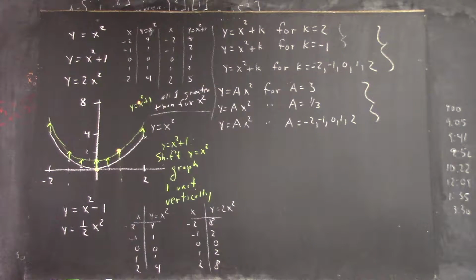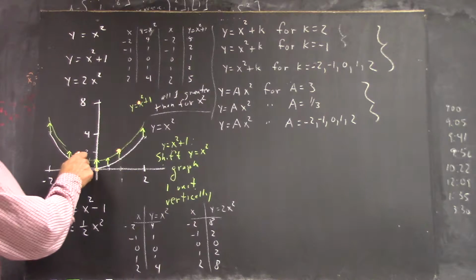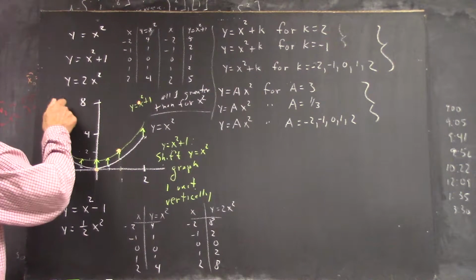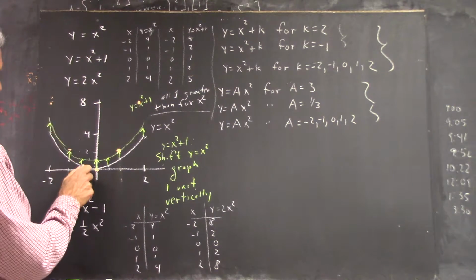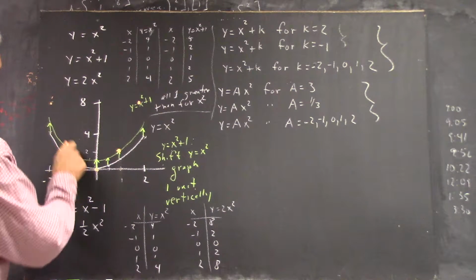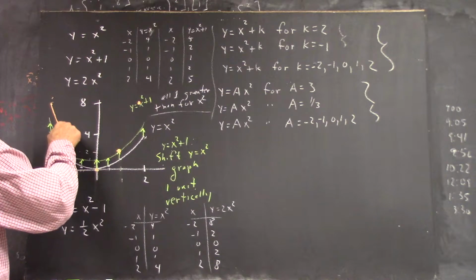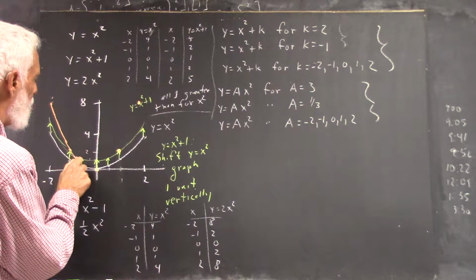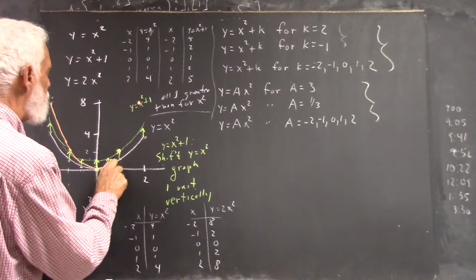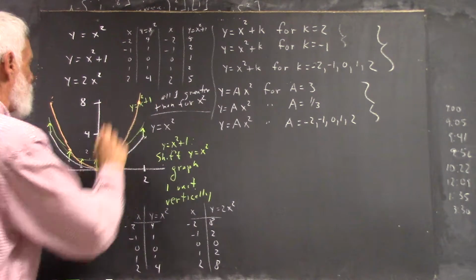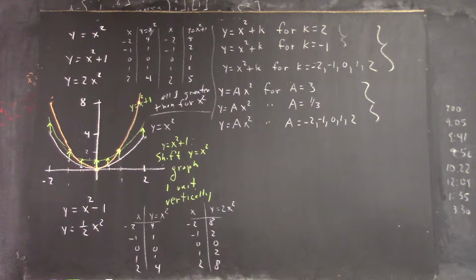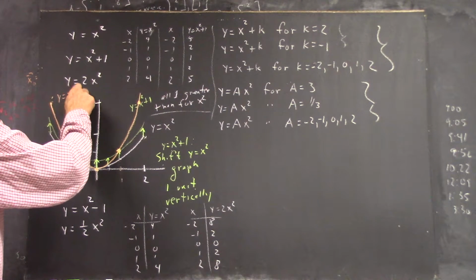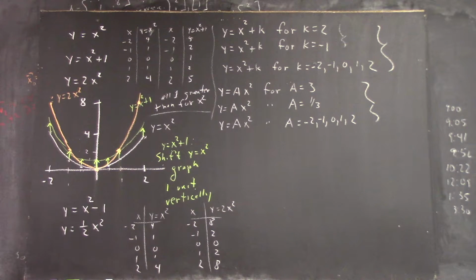Okay? And then I'll have a point here and a point here. And of course I'll have a point at 1/2 and so forth, but I'm not going to try to sketch that one with any great accuracy. So here I have my graph of y equals 2x squared. Okay?